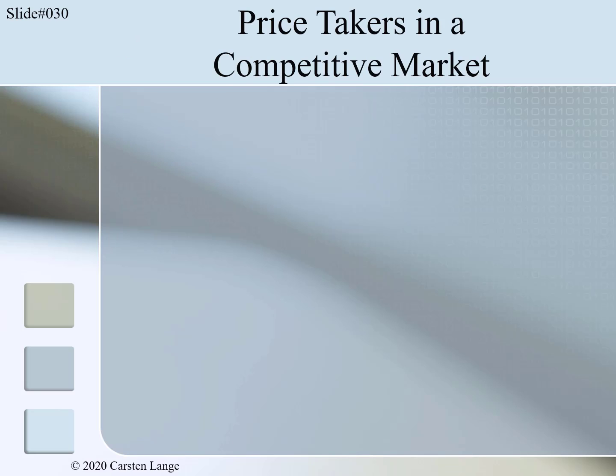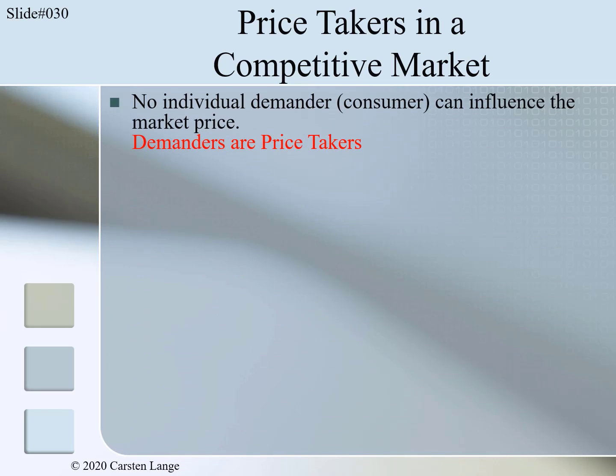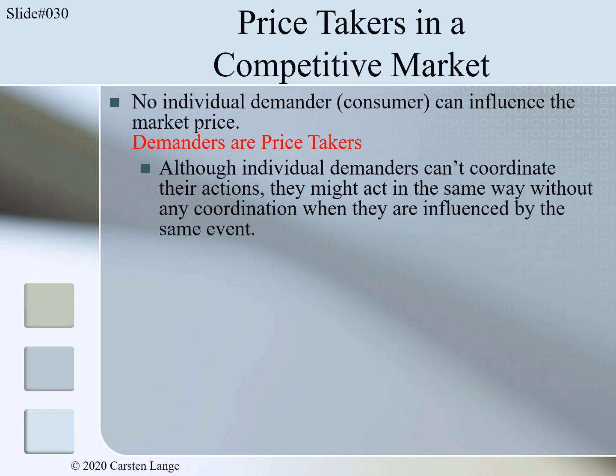Let us review price takers in a competitive market. No individual demander or consumer can influence the market price. Demanders are price takers. Although individual demanders can't coordinate their actions, they might act in the same way without any coordination when they are influenced by the same event. Here is an example. The hype of the low-carb diet made some consumers stop eating bread. Each consumer alone can't influence the demand significantly. A big group acting in the same way would influence the demand. The low-carb hype actually decreased the bread demand.